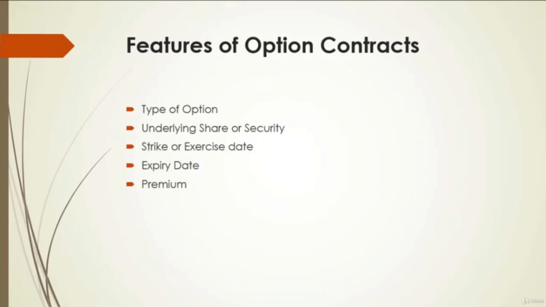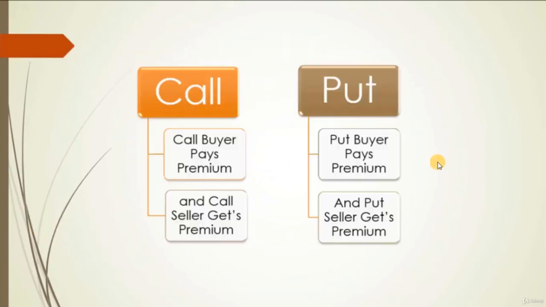There are 5 key features of an option contract: type of option, underlying share or security, strike or exercise price, expiry date or the expiration date, and premium. Let's understand these features one by one. First is types of option. There are 2 different types of options: call options and put options.